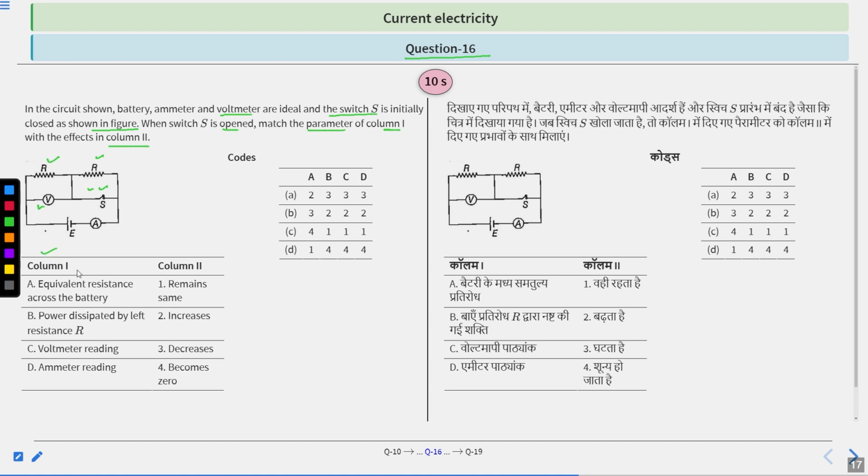In column first: A, equivalent resistance across the battery; B, power dissipated by the left resistance R; C, voltmeter reading; and D, ammeter reading. Column second: remains same, increases, decreases, and becomes 0. Based on column first and column second, which one is the correct answer? You have 10 seconds to solve this question. After 10 seconds, we will provide the solution.